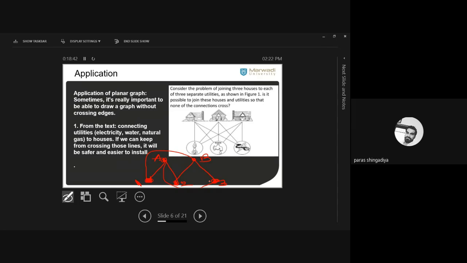These are the two gas pipelines A to B. These are the two water pipelines A to B, and these are the two electricity wire networks A to B. And no edges intersect at any place. No two edges intersect at any place, meaning no two utilities intersect. So you can verify and check whether it is possible or not. If it is not possible, you have to modify this structure and so on.